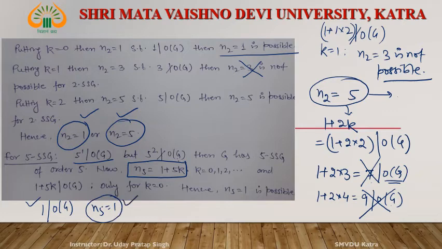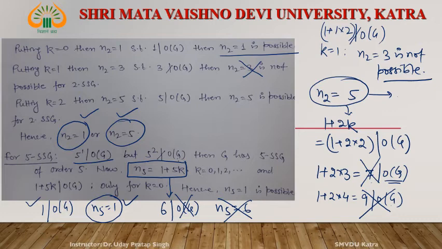This is true, possible. For k is equal to 1, this is equal to 6. Does 6 divide the order of G? What is the order of G? 10. It is not possible. It means n5 equal to 6 is not possible. Then for k is equal to 2, this is 5 into 2, 10, 11. 11 is not possible. For a group of order 10, how is an 11-subgroup possible? It is not possible.